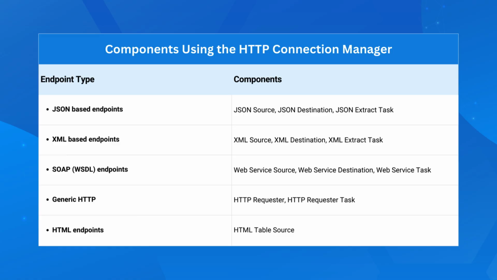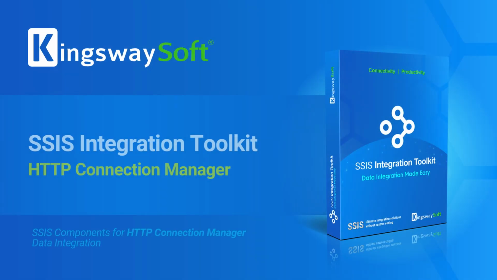The web service source and destination components can be used to retrieve or load from any SOAP-based service endpoint using a WSDL file. HTTP requester or HTTP requester task can be used to send a series of HTTP requests and process their responses. HTML table source can be used to retrieve HTML documents from an HTTP request.